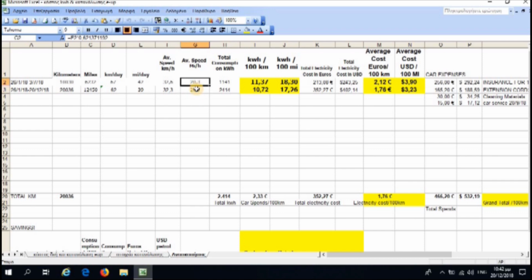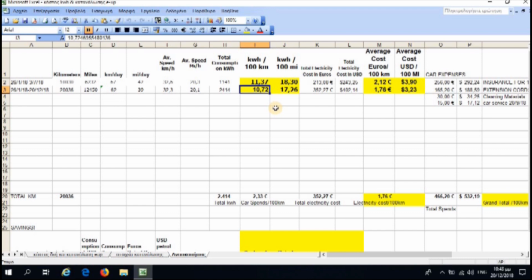Actually, it's only city driving. Here is our total consumption in kilowatt hours, and here are the very important stats. For the first 5 months, our average consumption was 11.37 kilowatt hours per 100 kilometers, or 18.3 kilowatt hours per 100 miles. And then we reduced the consumption.